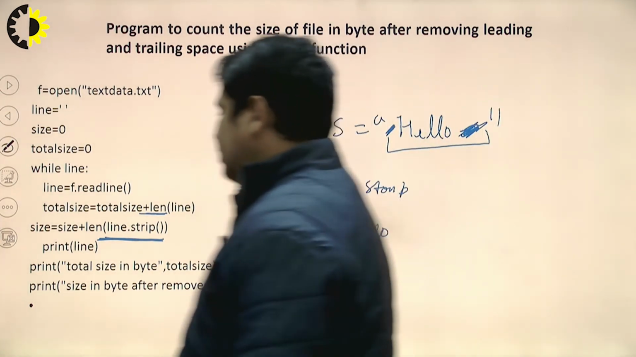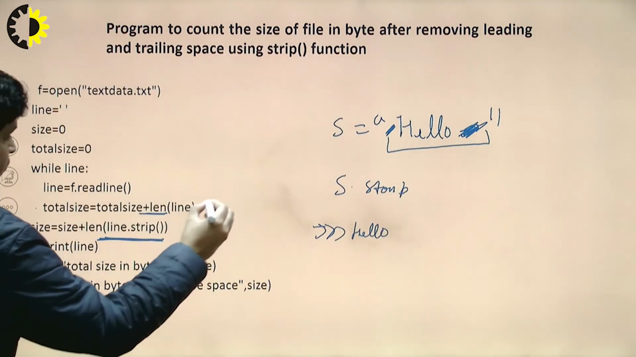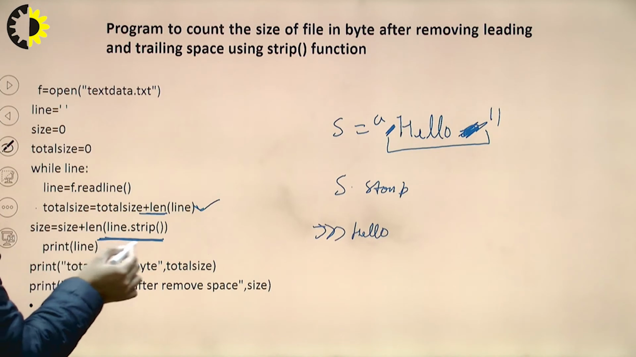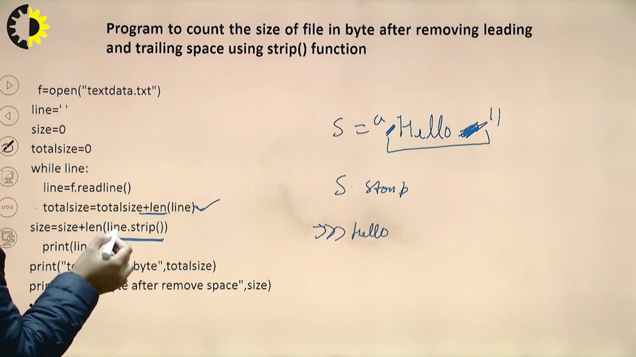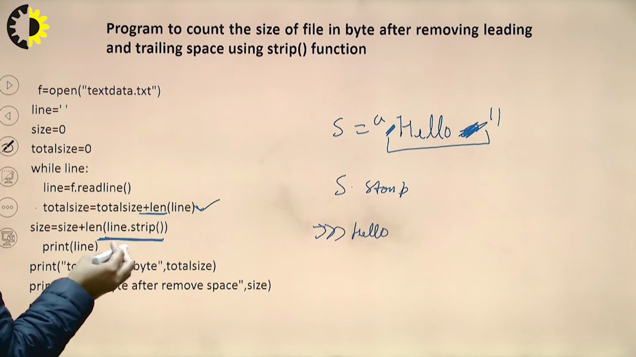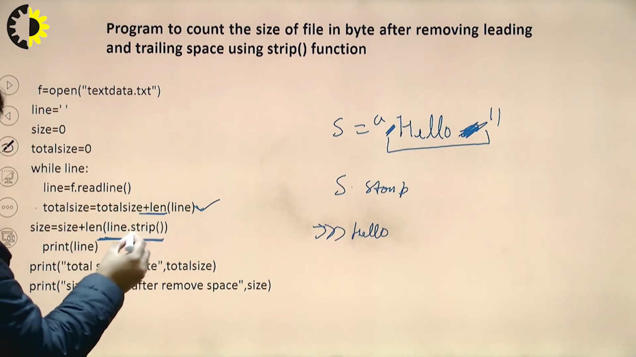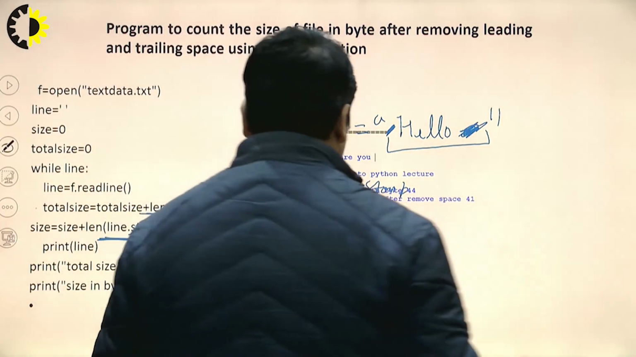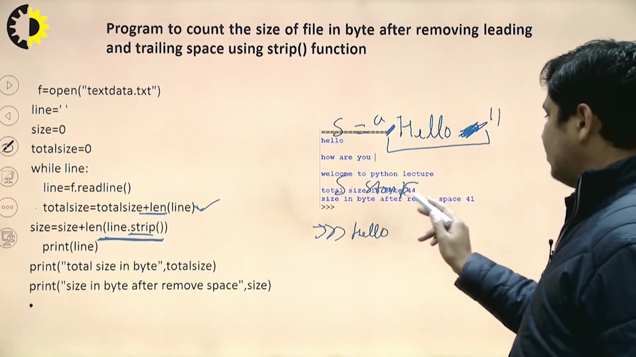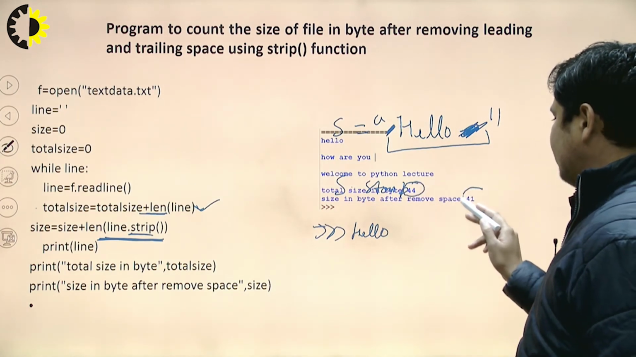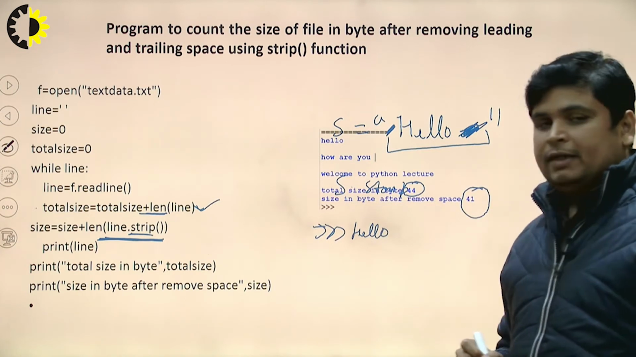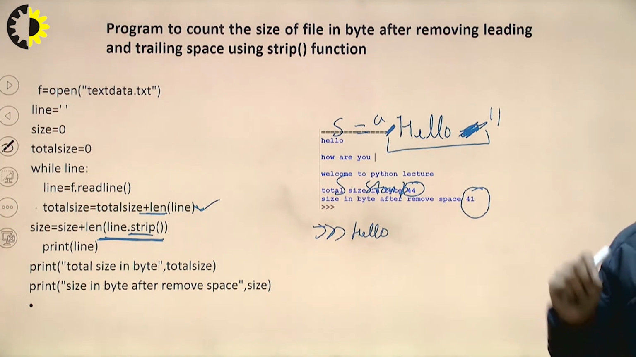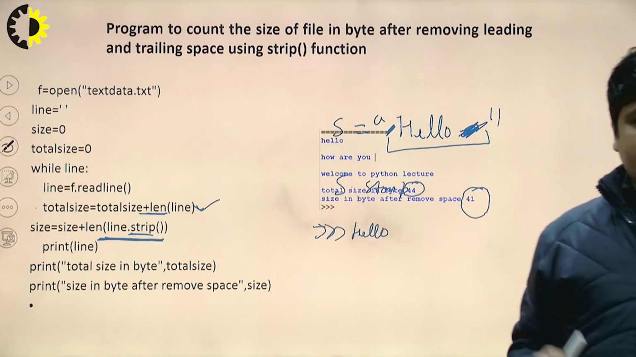In that situation, at the first line, I am going to count the total size of the file, and inside the size variable, I am going to count the number of bytes after removing the leading and trailing space. If we run this code, you will see here the total size in bytes is 44 and the size in bytes after removing space is 41 bytes. So you will see here the previous file contains 44 bytes. After removing the leading and trailing space, we get 41 bytes. So this is the beauty of the strip function.